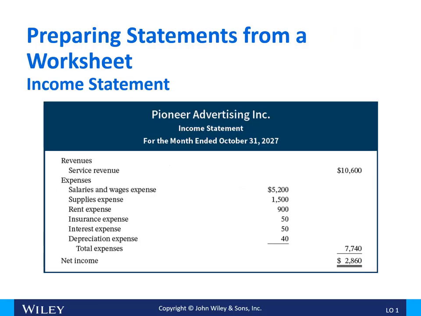So here's our income statement. Using the data from the worksheet, our service revenue was $10,600. We listed all of our expenses, total $7,740. Recall those were the balances in the credit and debit columns on the income statement. The difference is our net income, $2,860. That's what we showed in the debit column of the income statement and also in the credit column of the balance sheet to make those columns, debits and credits, equal.